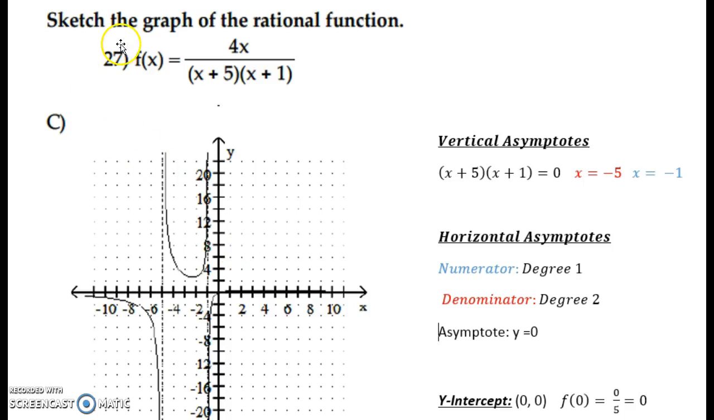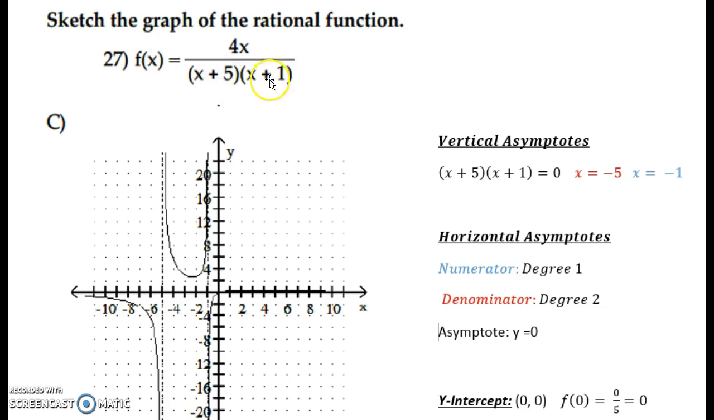For number 27, we're going to graph a rational function. And if you look on page 367, in section 3.5, there's a chart with 7 steps for how to graph a rational function. I'm just going to go through those steps. You want to start off by finding the vertical asymptotes.